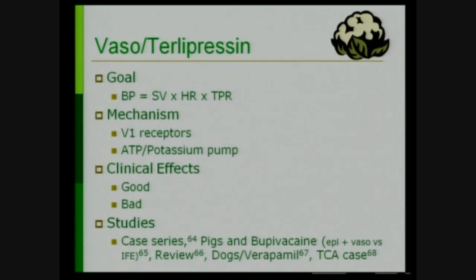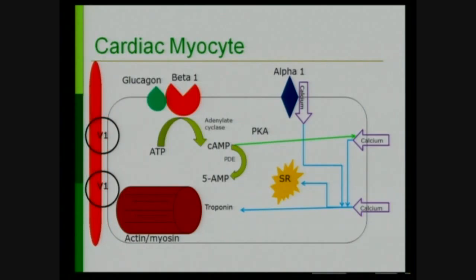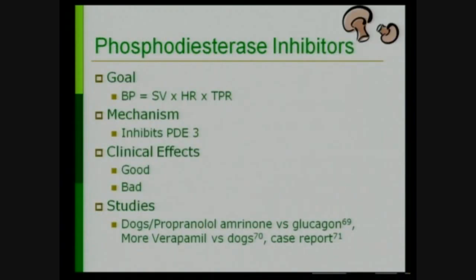So maybe there was enough alpha-1 blockade and they were hypotensive, they gave them vasopressin, contracted that, improved the blood pressure. So if we give them our vasopressin over here, we're going to cause some vasoconstriction. All right.